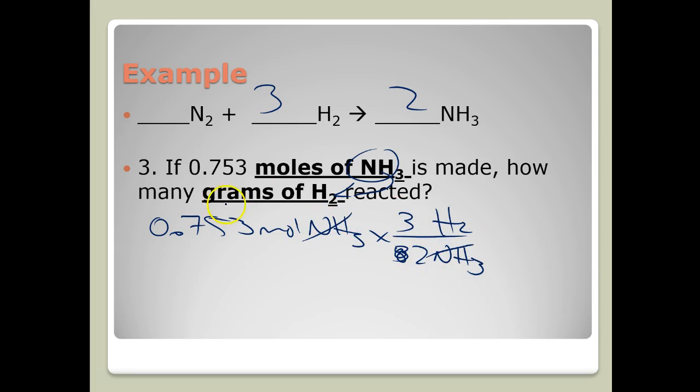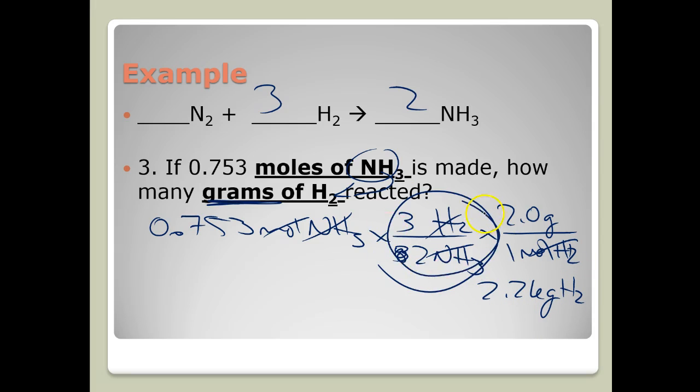NH3 cancels out. But I want grams of hydrogen. So I'm going to take it one more step. 1 mole of hydrogen is 2.0 grams. Moles cancels out. And so all I'm going to do is multiply 0.753 times 3 divided by 2 times 2. And I get 2.26 grams of hydrogen.